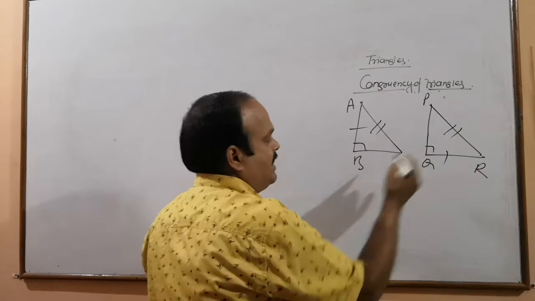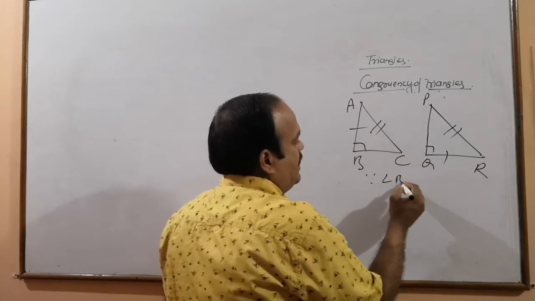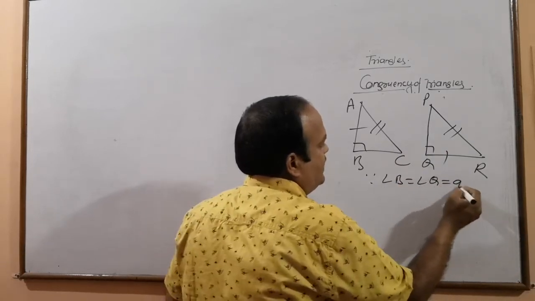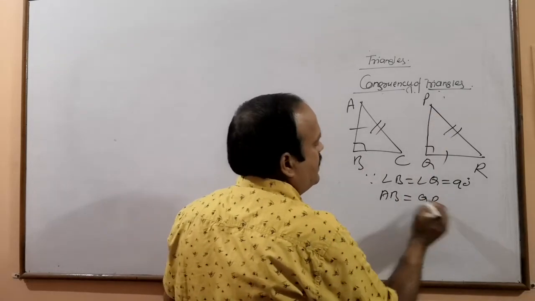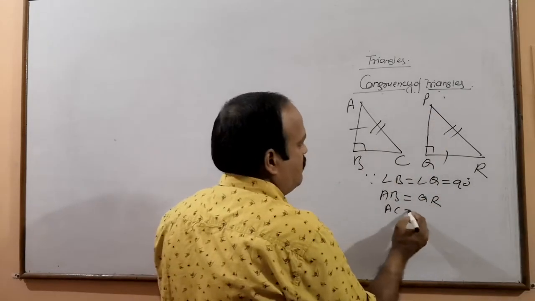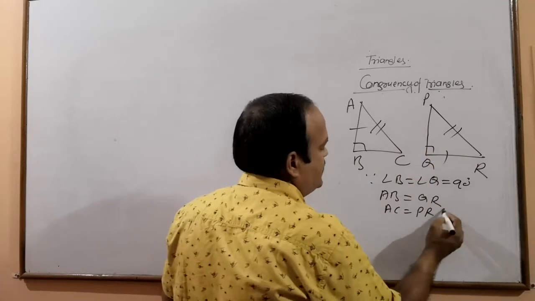So in these two triangles, since angle B equals angle Q, 90 degrees, side AB equals side QR, side AC equals side PR, which is the hypotenuse.